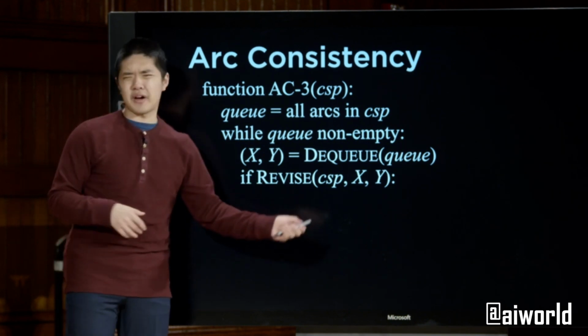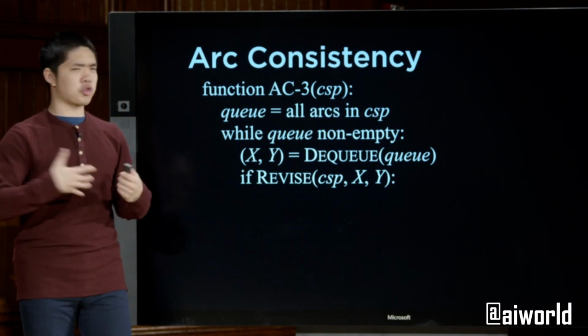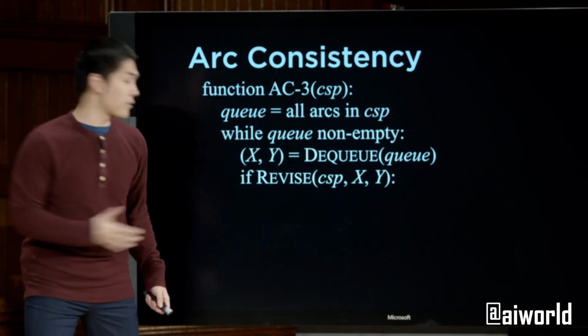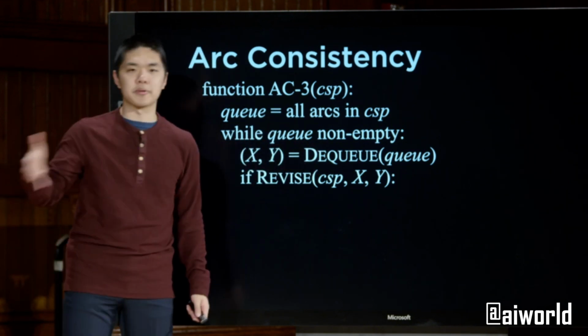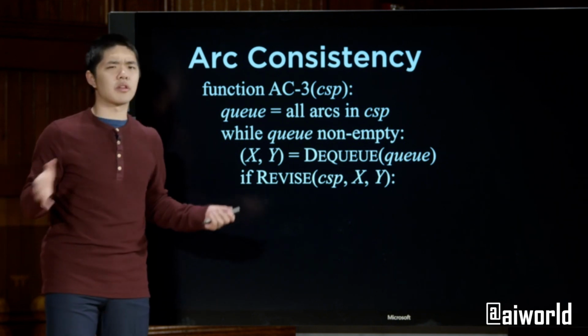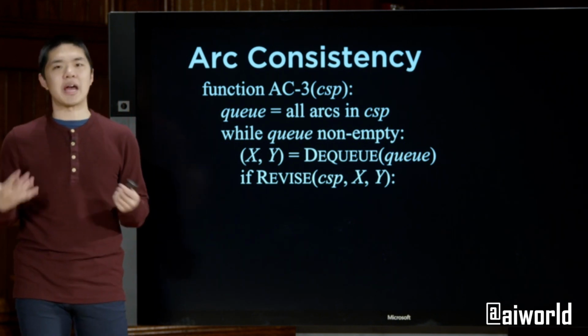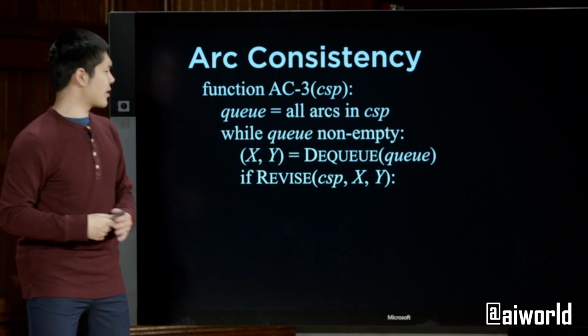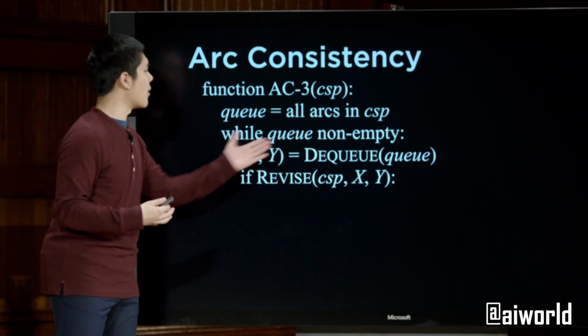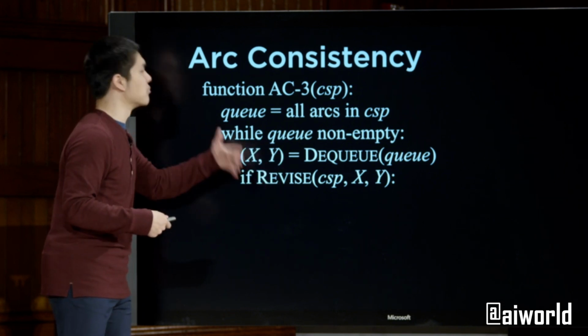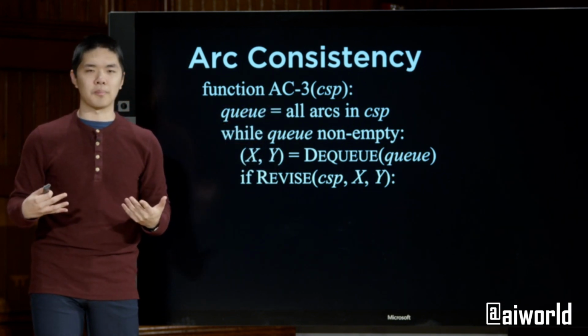And recall, what does revise return? Well, it returns true if we actually made a change, if we removed something from x's domain because there wasn't an available option for y, for example. And it returns false if we didn't make any change to x's domain at all. And it turns out if revise returns false, if we didn't make any changes, well, then there's not a whole lot more work to be done here for this arc. We can just move ahead to the next arc that's in the queue.